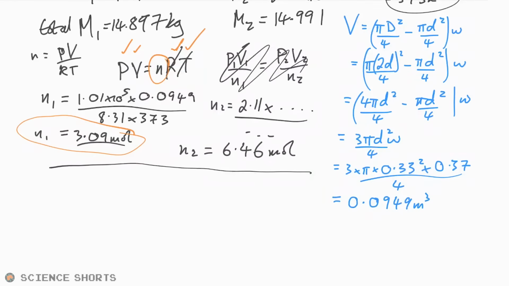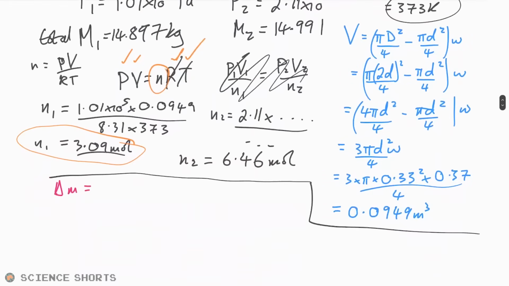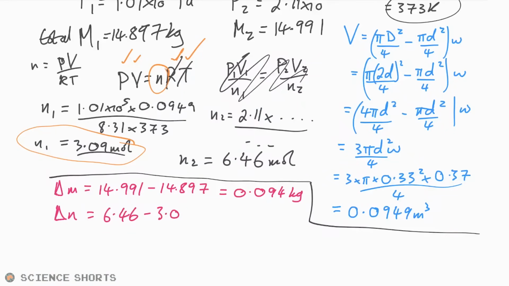We've got the number of moles, but then the real kicker in this question is the whole mass of the gas, because we've just been given the total mass of the wheel with the gas in. So we have a difference in mass of, all this up here, and that should give us 0.094 kilograms. There we go, that's the difference in mass. And we also have a difference in number of moles as well, and that's just going to be our 6.46 take away 3.09.